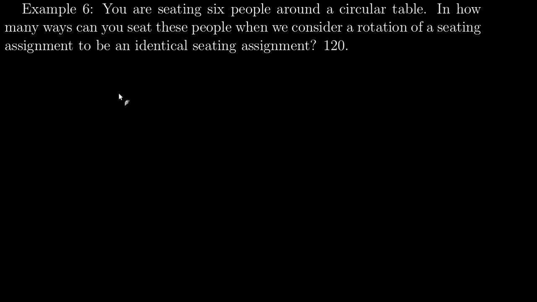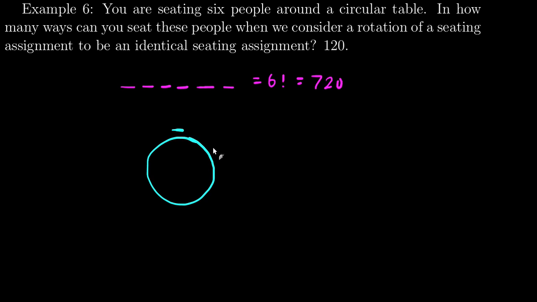And here's what's going on. We saw a lot of things where we lined up 6 things. Now if we were just lining up these 6 people, then there would be 6 factorial, which is equal to 720 ways. But we're not lining these people up. Instead, we're putting them around a circular table. 1 here, 1 here, 1 here, 1 here, 1 here, 1 here.